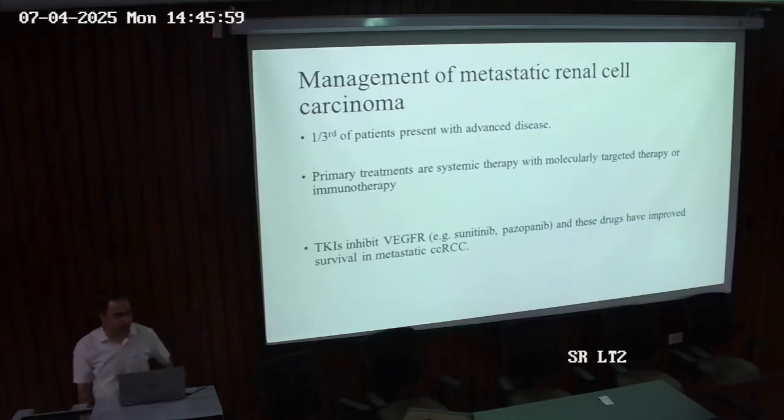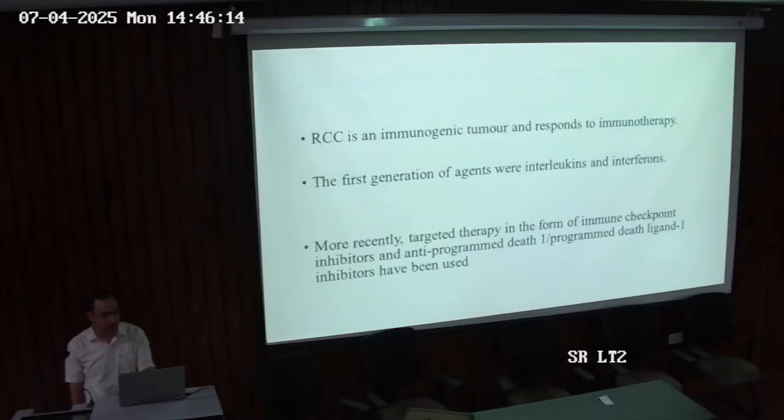So the TKI, tyrosine kinase inhibitor, inhibits the vascular endothelial growth factor receptor. The drug names are sunitinib or pazopanib. These drugs improve survival in patients with metastatic RCC. So the first is targeted therapy. The other is that RCC is an immunogenic tumor, so it will respond to immunotherapy.